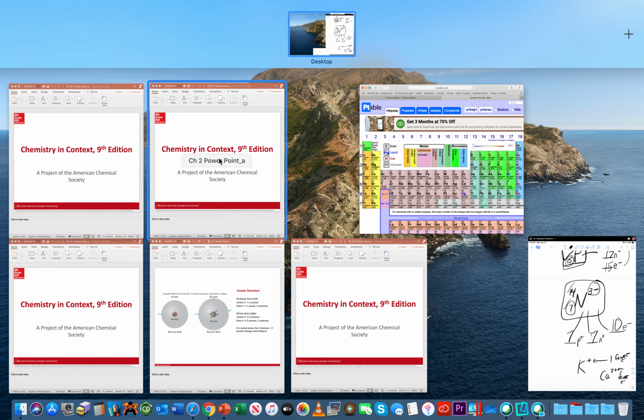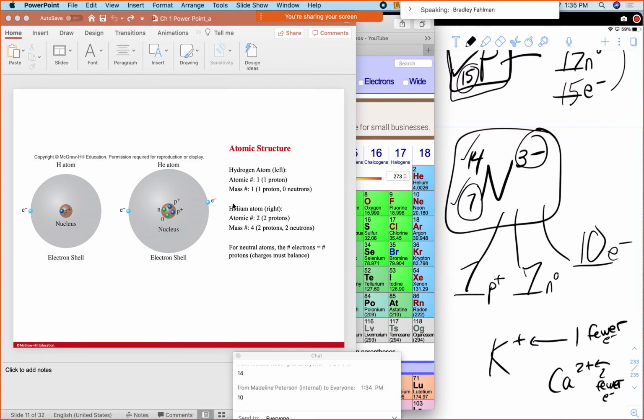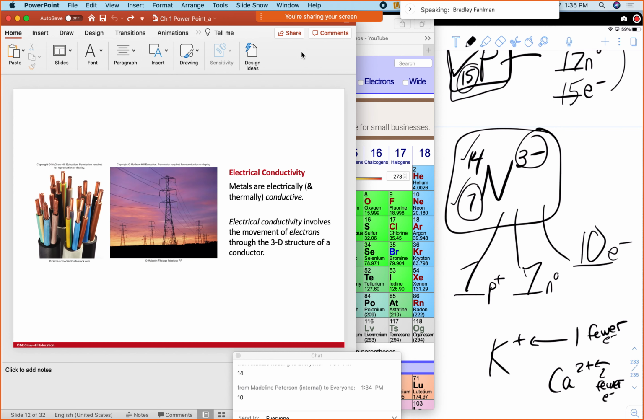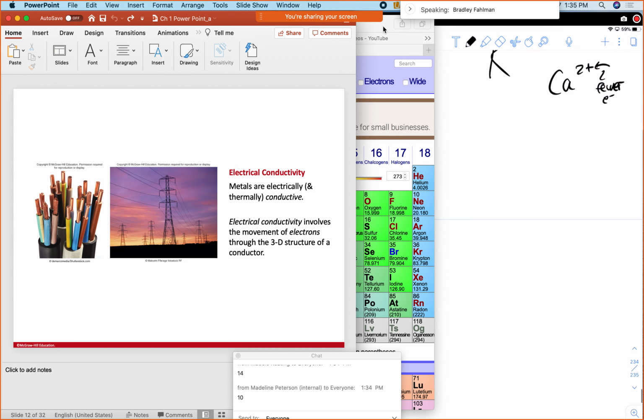All right. So where were we? Right here. Atomic structure. Electrical conductivity is not something we really talked a whole lot about. I guess knowing that metals are electrically conductive. I might have a question where I give a series of elements.